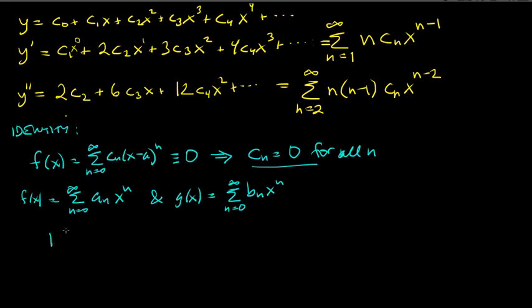So if the two functions are equal, in other words, if the two functions are identically the same function on some interval, then we know that the an's and the bn's have to be identical as well. In other words, the coefficients here have to be the same, again, for all n. Okay, so keep that in mind.